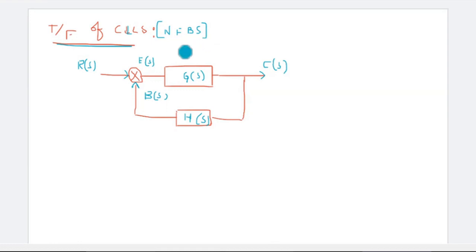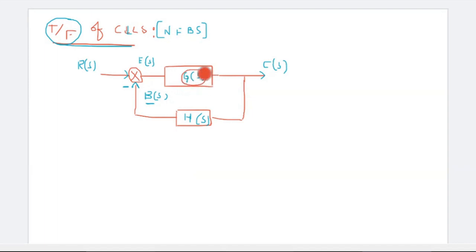The meaning of a negative feedback system is that we subtract the feedback signal from the reference signal. So here consider this as the minus. That's the meaning of a negative feedback system. Now for this block diagram, we have to obtain the transfer function. It is a simple derivation, no need to worry. First consider this block.